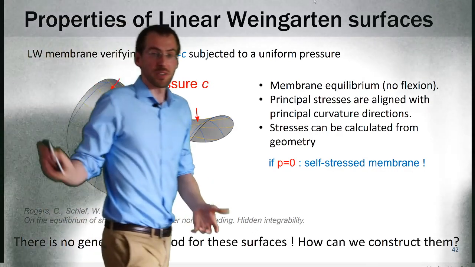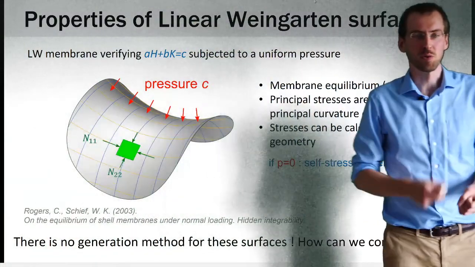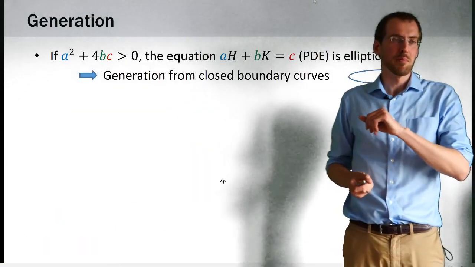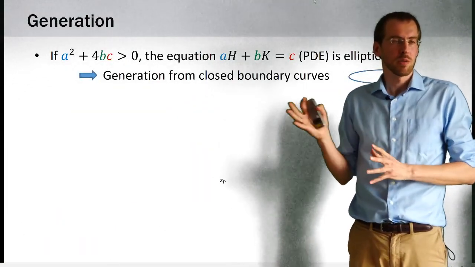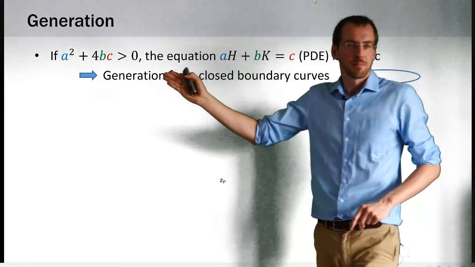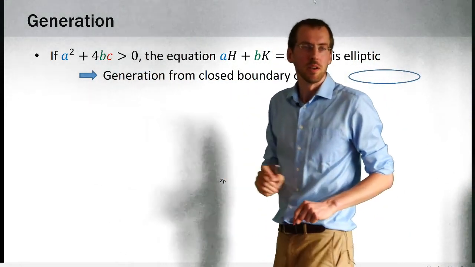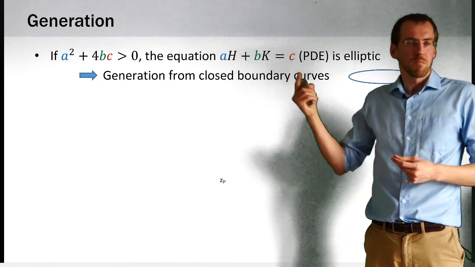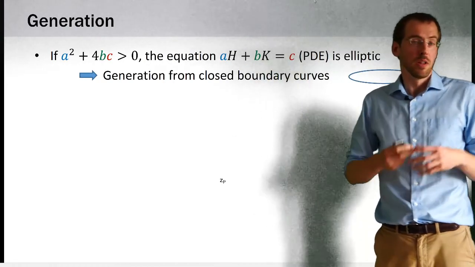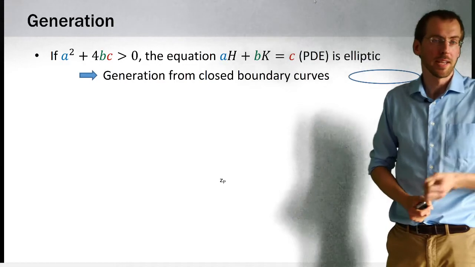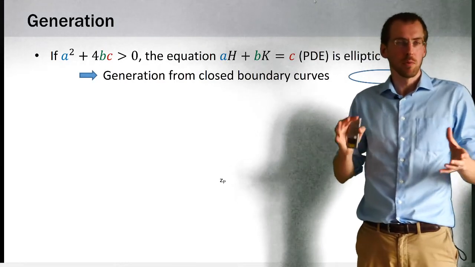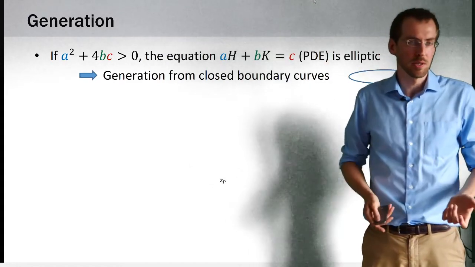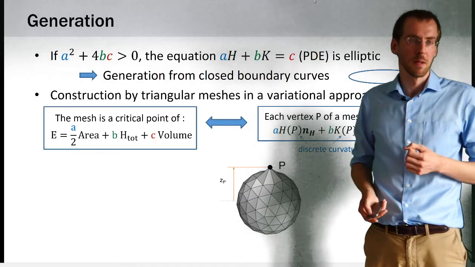So despite all these nice properties, again, there is no generation method to construct these surfaces. How can we do this? So this time we are not going to use the Gauss map. We are instead going to use the fact that if this relation is fulfilled on the parameters defining this equation, we actually have this relation as an elliptic partial differential equation. That means that you can solve it with Dirichlet boundary conditions. You can find a surface that will fit a closed boundary curve, exactly like a soap film.